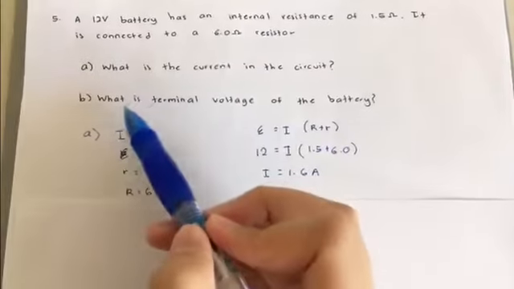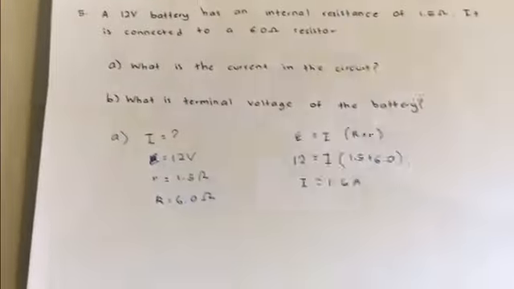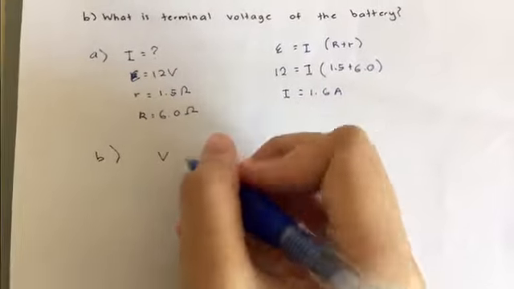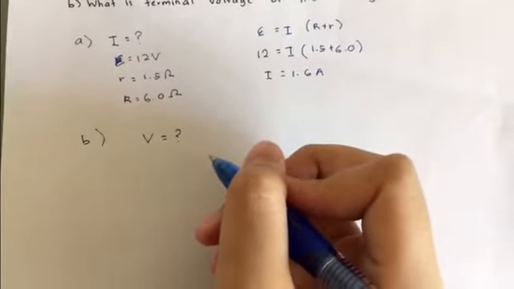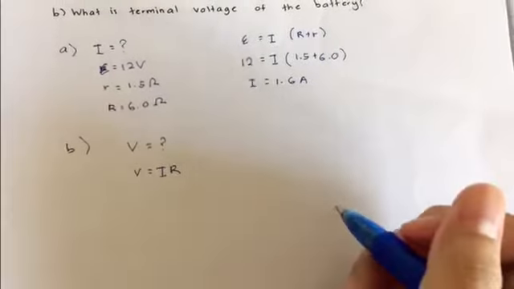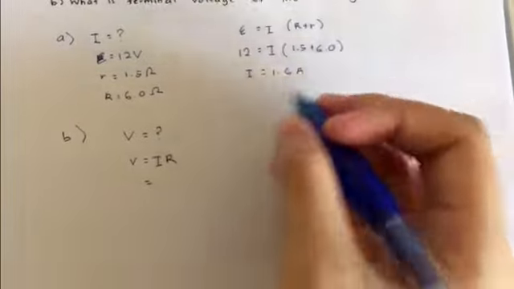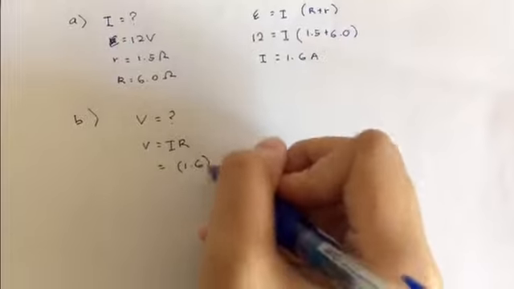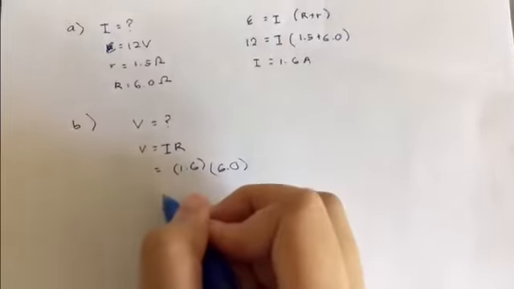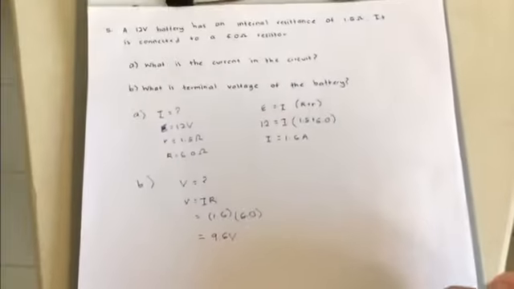Okay, next we move on to what is the terminal voltage of the battery. So the question wants V. We have a formula that is V equals IR. So we have I over here, and we just input it, and R is 6.0. So we calculate and get 1.6 volts. Okay, that is the answer.